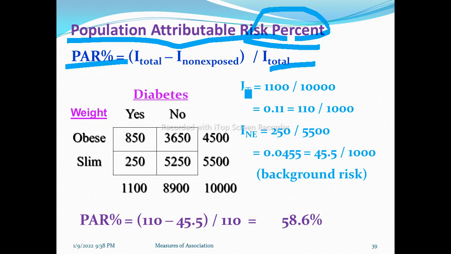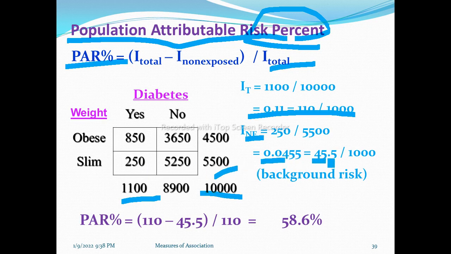Now incidence in the total population is, as we have seen, 0.11 or 110 per thousand. And incidence in the unexposed population is 250 over 5,500. So we will get 45.5 per thousand. This is known as background risk.